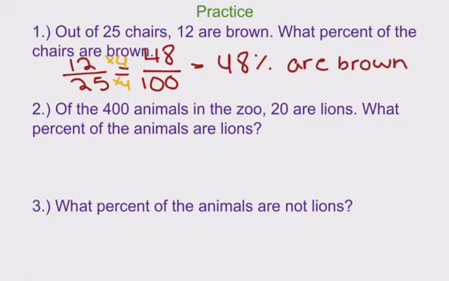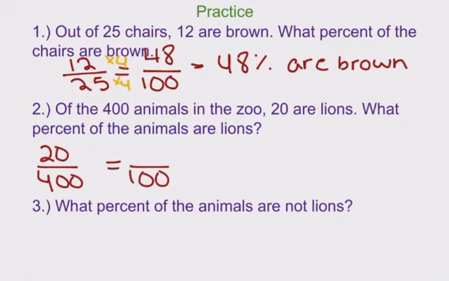In the next question it says, of the 400 animals in the zoo, 20 are lions. What percent of the animals are lions? We want to write a fraction, 20 over 400, which would represent our lions at the zoo. Since percents are always out of 100, we need our denominator to equal 100.